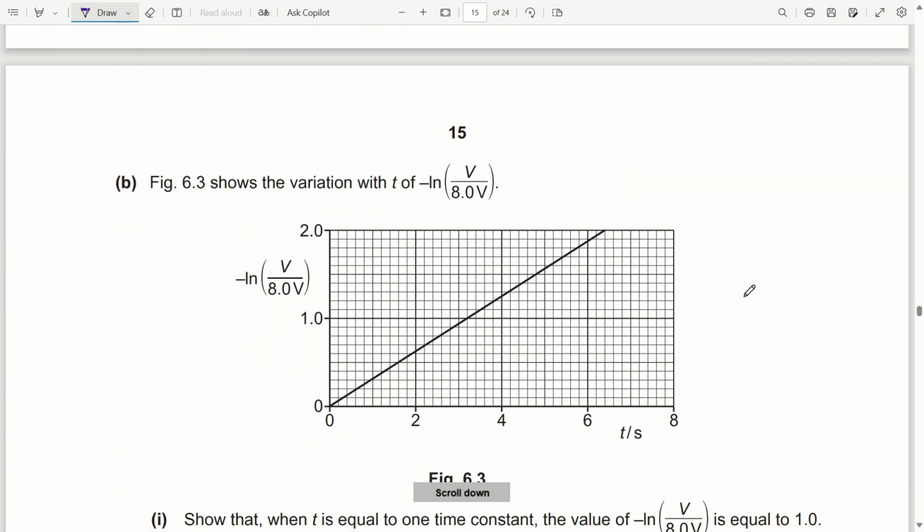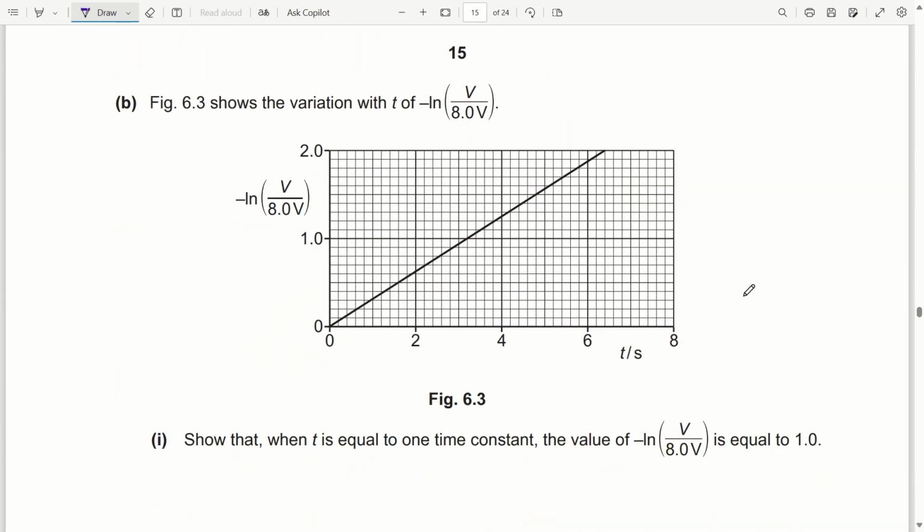Now B part: the figure shows the variation with t of minus of log natural V by 8.0 V. So the graph is given, on the y-axis it is minus log natural V by 8.0 V, and on the x-axis time is given. Show that when time t is equal to 1 time constant, and we know that time constant is given as RC, where R is resistance and C is capacitance, then the value of minus log natural V by 8.0 V is equal to 1.